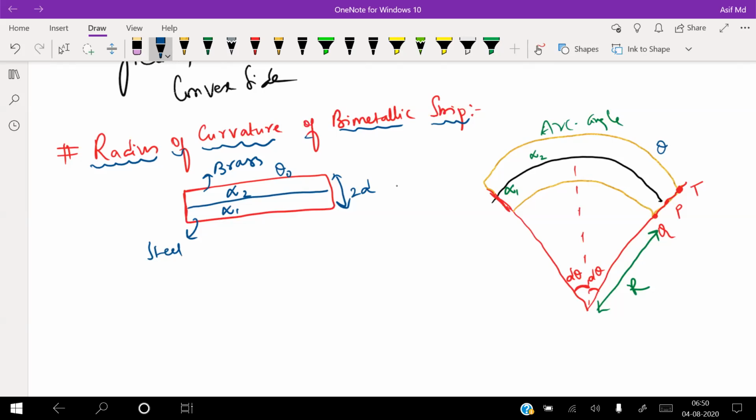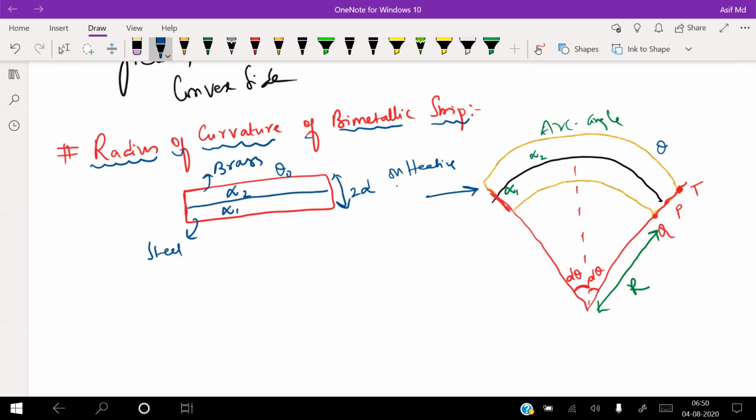Why? Because from one end of the blue line to the red line is d, and another one is d. So the total thickness of that one is nothing but 2d. When you heat it, on heating, it will take this shape.